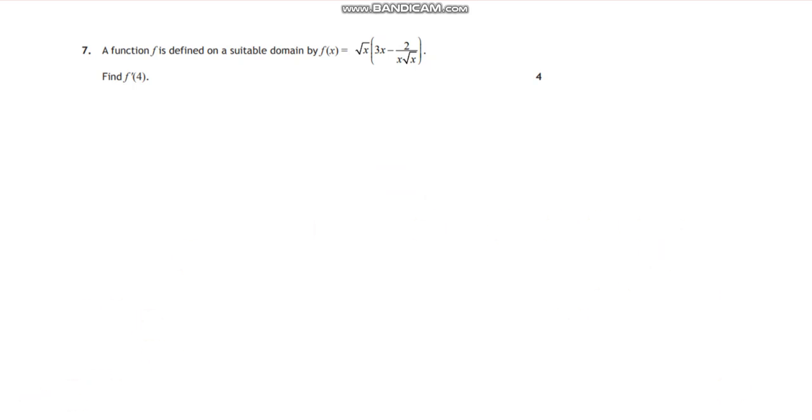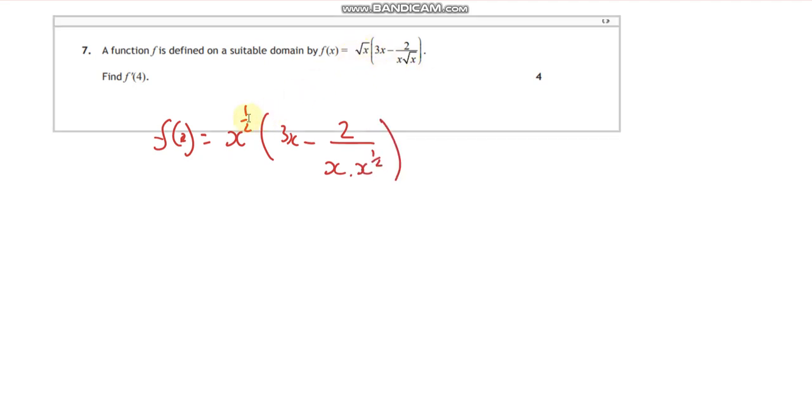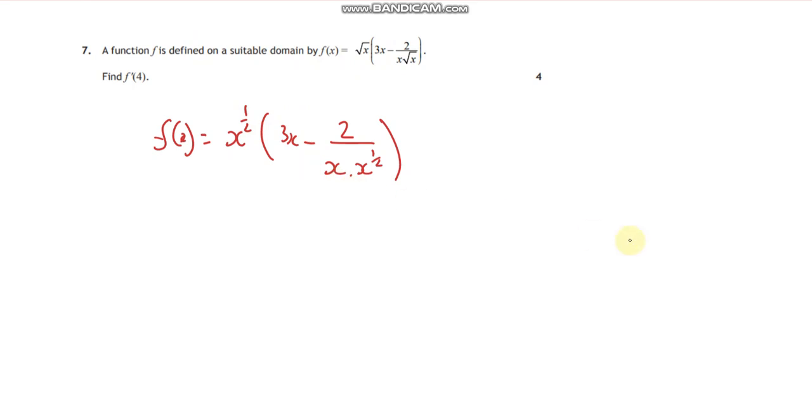So first thing we're going to have to do is rewrite my function into a nice, differentiation-friendly version. So I've got f(x). I'm going to write that as x to the half, and that's 3x take away 2 over, right now I'll just call that x times x to the half. Okay, so what I've done there is taken away my surds and written them in fraction form.